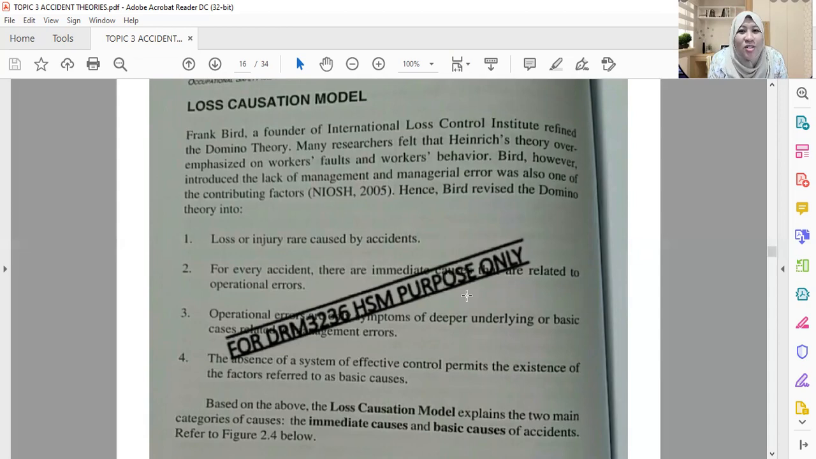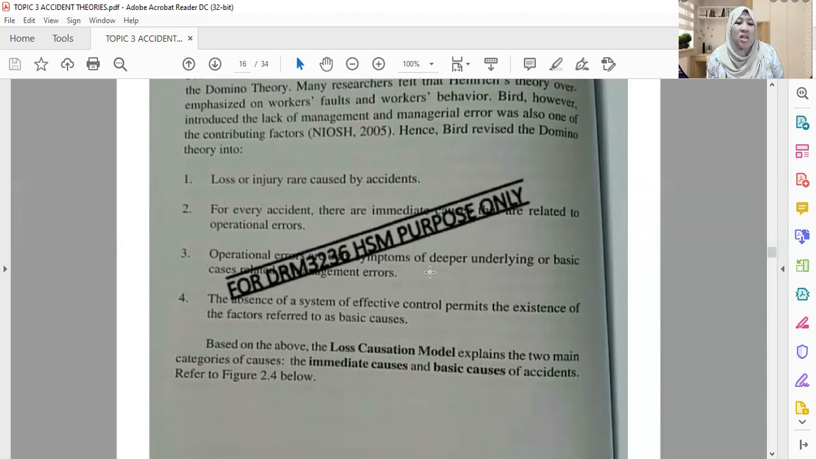So they feel that this doesn't say it's totally wrong, but most of the fault goes to the human being. They feel that this is not right, and maybe we should do more research on this. So Bird said, I actually wonder why this guy is named Bird. Maybe should say Frank, right? Okay, maybe the surname. Bird, however, introduced that the lack of management and manager error was also one of the contributing factors, as Nayosh 2005 stated. Hence, Bird revised the domino theory from 6 just now into 4.